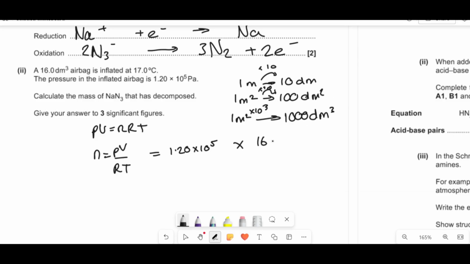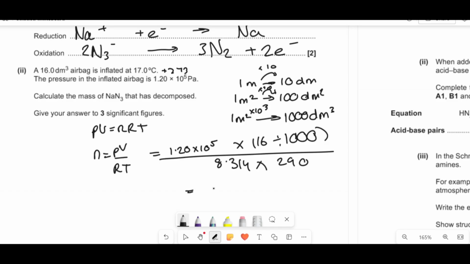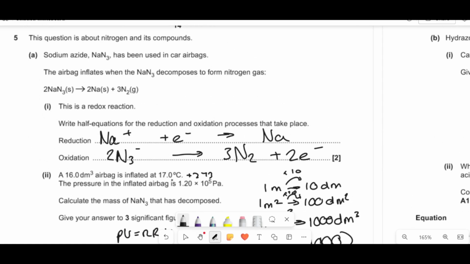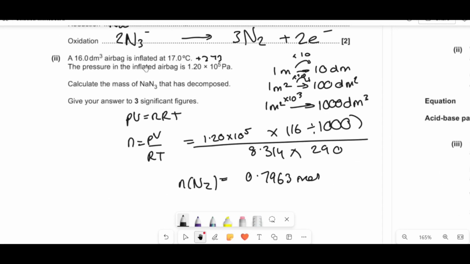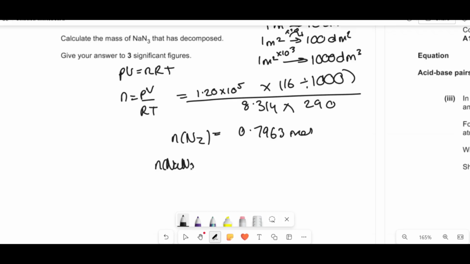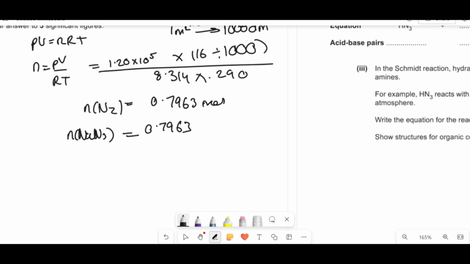So that's going to be 16 divided by 1,000 to get it into meters cubed, over R, which is 8.314, times the temperature, which needs to be in Kelvin. So you would add 273 to this, which gives you 290. If we do that, we end up getting 0.7963 moles. Now don't just blindly work out moles, figure out what you just worked out. This is the only gas being made here, so that's the moles of the N2, right? We can see that this is in a 3:2 ratio, so the moles of the NaN3 would equal 0.7963 divided by 3 and times by 2. So you can times it by a fraction to divide by 3, because that's divided by 3 and then times by 2.